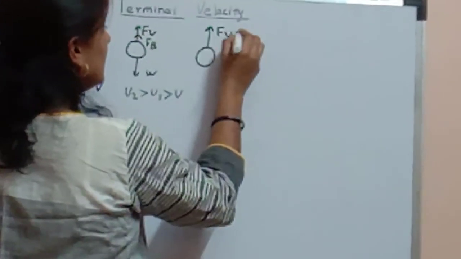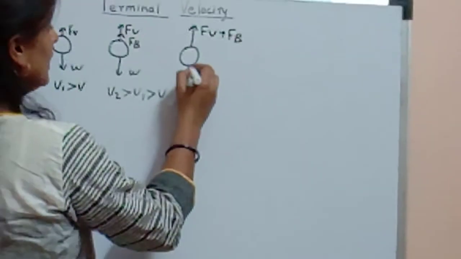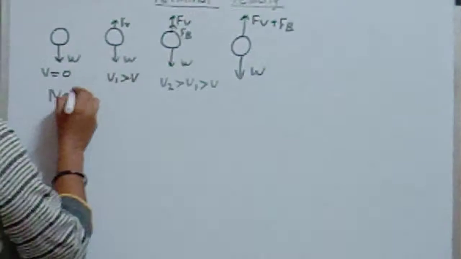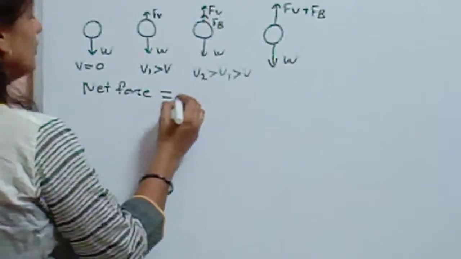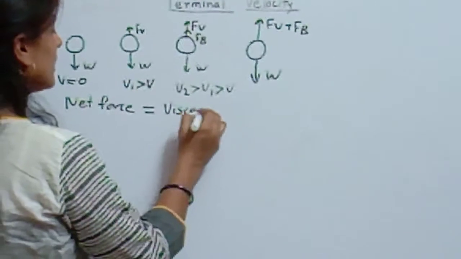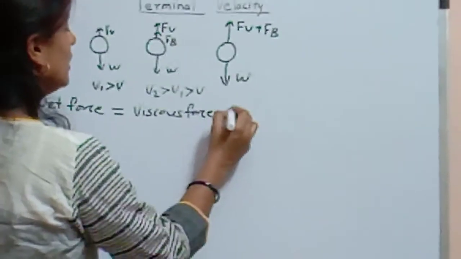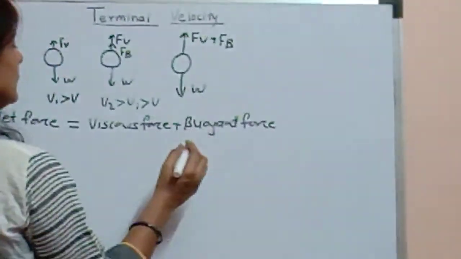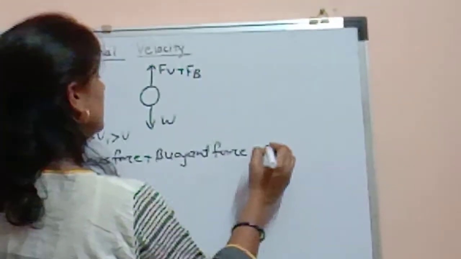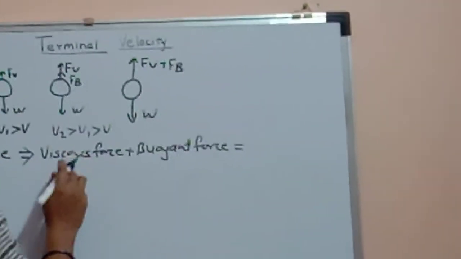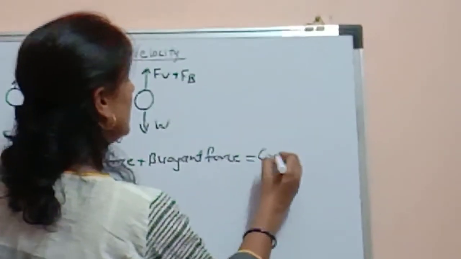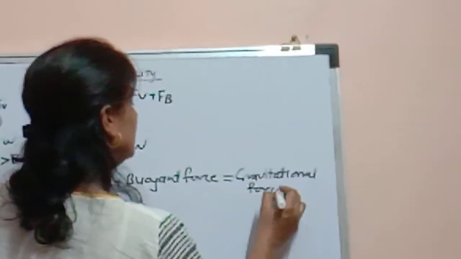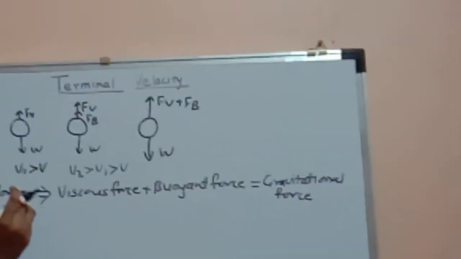Now when the ball is crossing the mark, between these two markings you will find that the viscous force and the buoyant force acting on the ball become equal to the gravitational force. So the net force acting on the ball is the viscous force according to Stokes law plus the buoyant force, and this must be equal to the gravitational force.